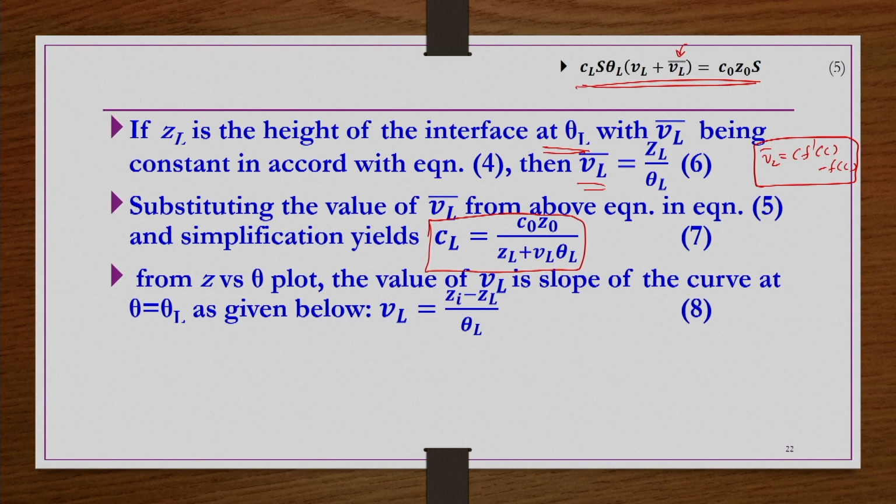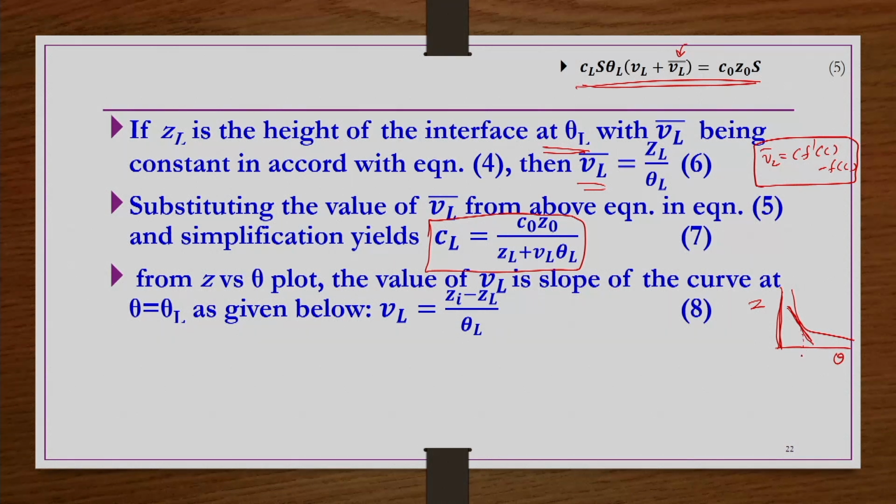From the Z versus theta plot, the value of VL is the slope of the curve at theta equal to theta L. Whatever we have in this Z versus theta curve, the sedimentation curve like this, at a particular time theta, if you want to know the settling velocity of this particular suspension, that settling velocity is VL. For that you have to draw a tangent to the curve like this. So the value of VL is the slope of the curve at theta equal to theta L.